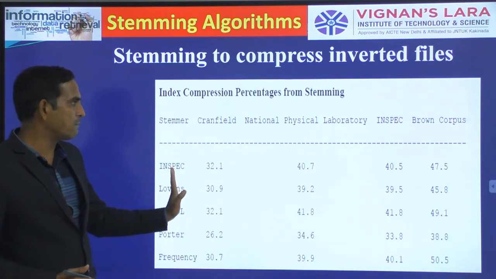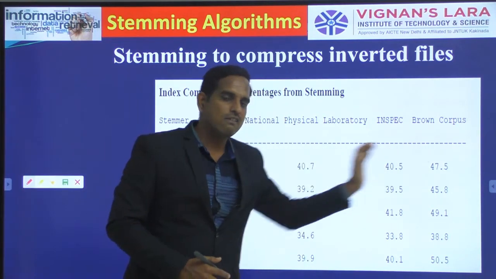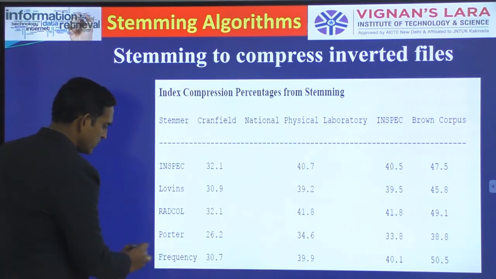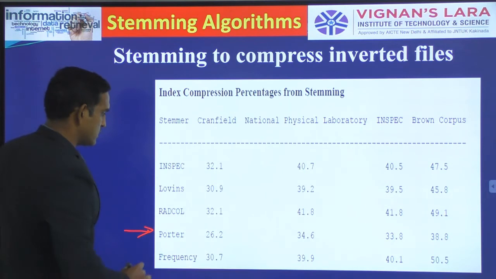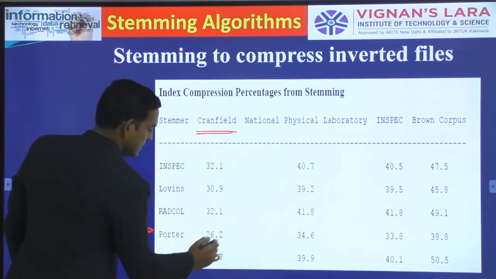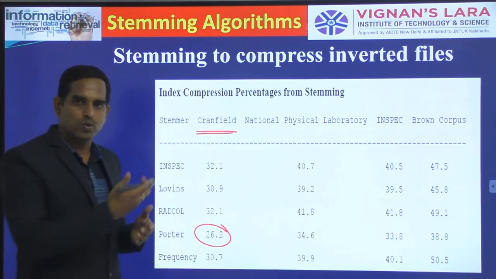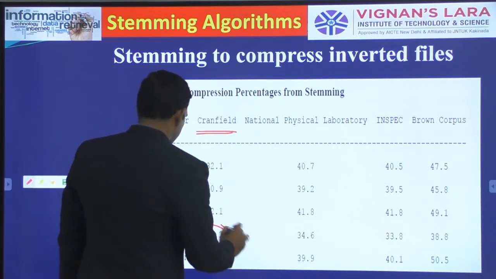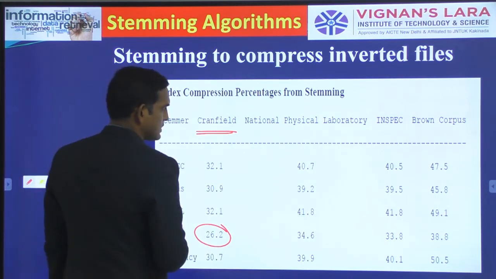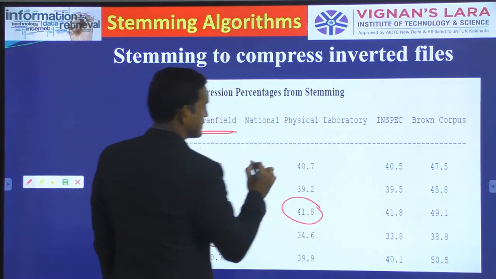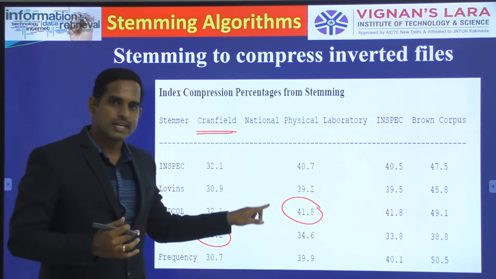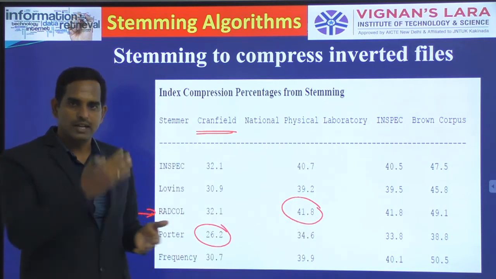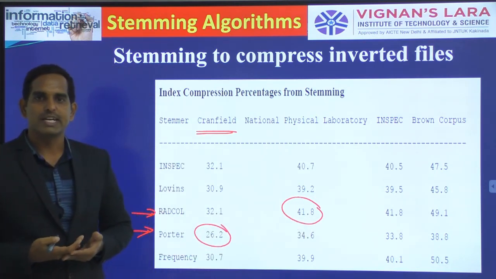Most of the stemmer implementations on various databases will provide this much compression. For example, you have seen the Porter stemmer. The Porter stemmer, when applied on the Cranfield data, provides a 26.2% reduction in the index file size. In a similar manner, if I use the Lovins stemmer on the National Physical Laboratory index, the size of the index is reduced by 41.8%.